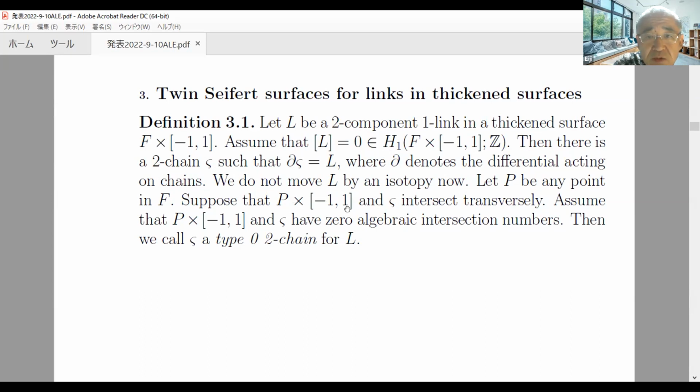Let P be any point in F. P cross minus 1, 1, and sigma intersect transversely. Assume that P cross the interval and the chain have 0 algebraic intersection numbers, then we call this two-chain a type 0 two-chain for L.